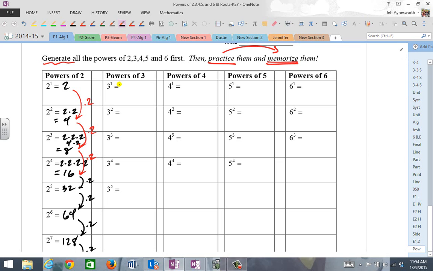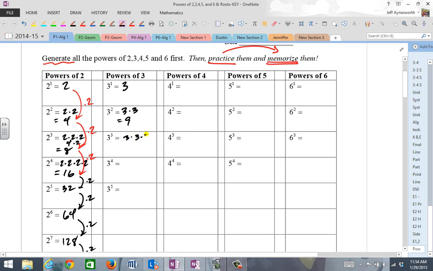Now powers of 3. 3 to the first is 3. 3 squared means 3 times 3, or 9. 3 times 3 times 3 is 3 cubed, or 9 times 3, or 27. If you can do this all in your head, you don't have to step it out like I'm doing here, but I'm a teacher and I step things out, so I try to put a few steps in here and there. Eventually you're going to be doing this in your head. 3 times 3 is 9, times 3 is 27.